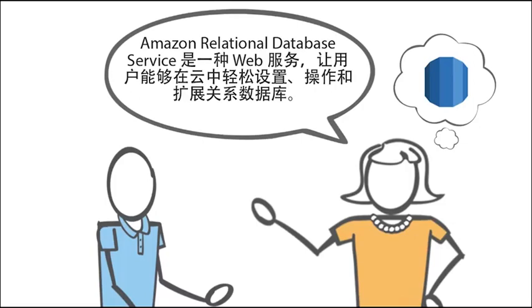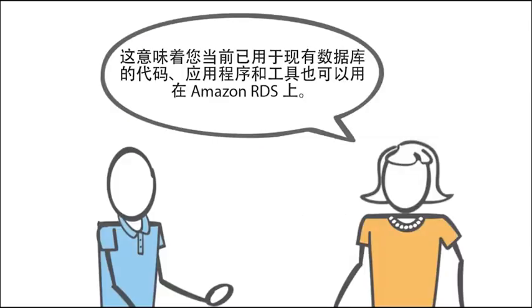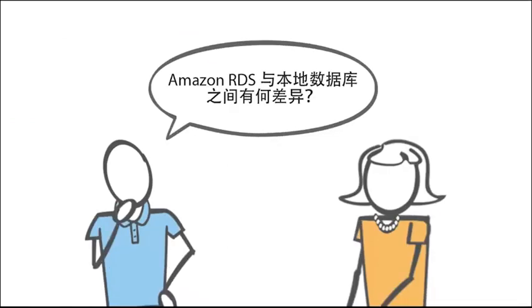Amazon Relational Database Service is a web service which makes it easy to set up, operate, and scale relational databases in the cloud. It allows you to create and use MySQL, Oracle, SQL Server, and Postgres databases in the cloud. This means the code, applications, and tools you already use today with your existing databases can be used with Amazon RDS. What's the difference between Amazon RDS versus an on-site database?